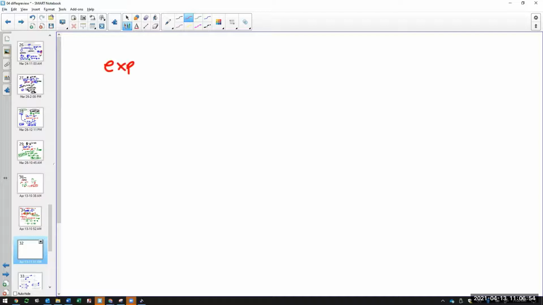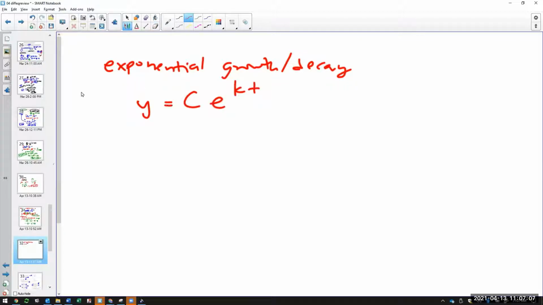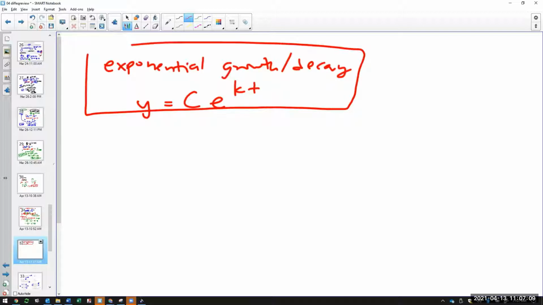Just make sure you guys understand exponential growth and decay on your test. You use the same formula, y equals C e^(kt). So first of all, you memorize this, okay? And guys, you need to study, memorize that.